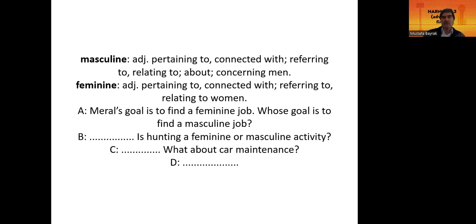Whose goal is to find a masculine job? Yes. Steve's goal is to find a masculine job. Is hunting a feminine or masculine activity? I think hunting is a masculine activity. What about car maintenance? Yes, car maintenance is also a masculine activity. It is not a feminine activity.